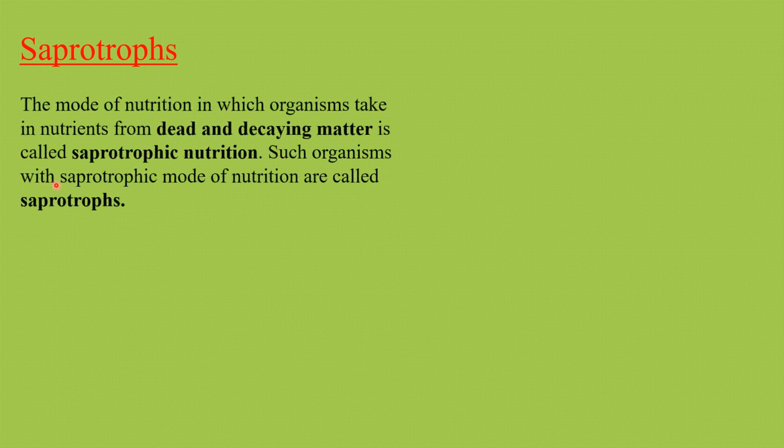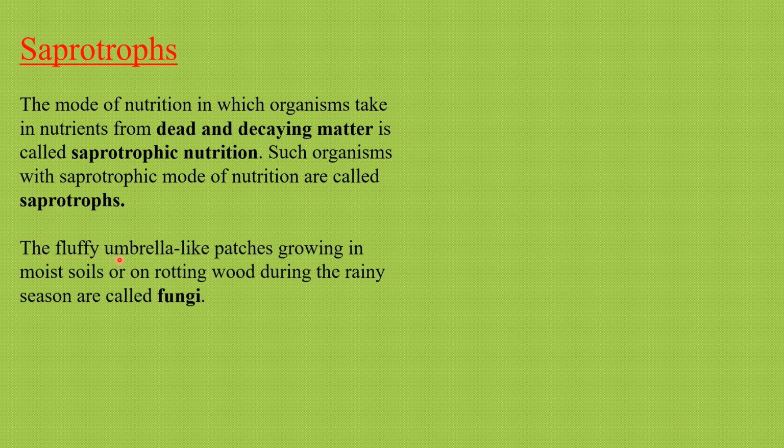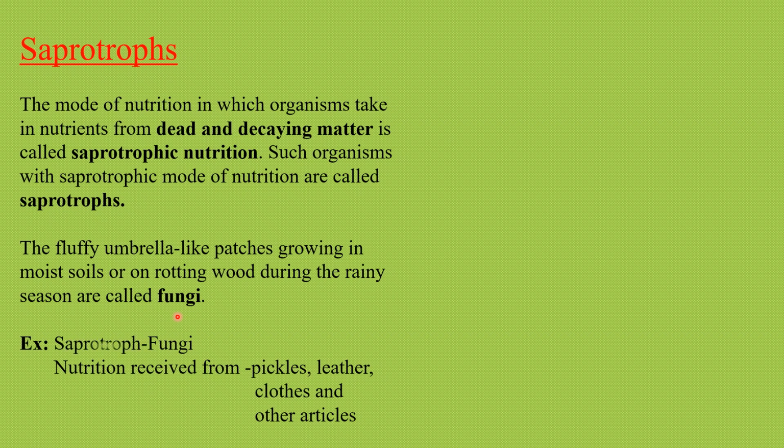The third type of nutrition that we are going to learn is the saprotrophs. The mode of nutrition in which organisms take in nutrients from dead and decaying matter is called saprotrophic nutrition. Such organisms are called saprotrophs. The fluffy umbrella-like patches growing on moist soils or on rotting wood during the rainy season are called fungi. So, the example saprotroph receives nutrition from pickles, leather, clothes and other such similar articles.